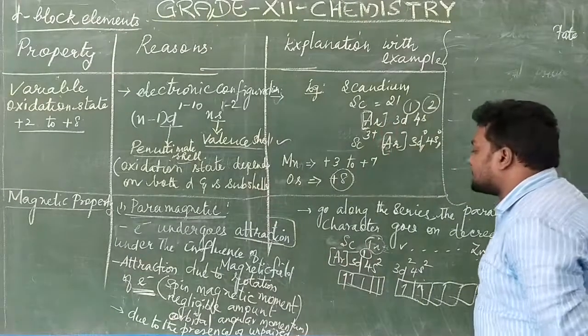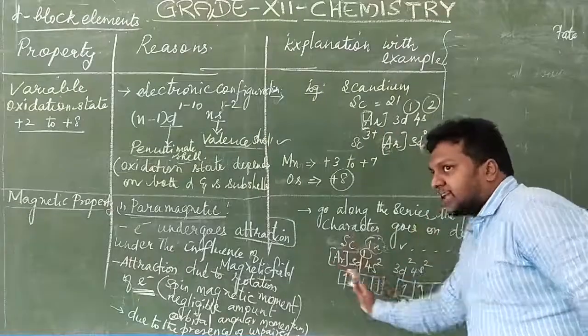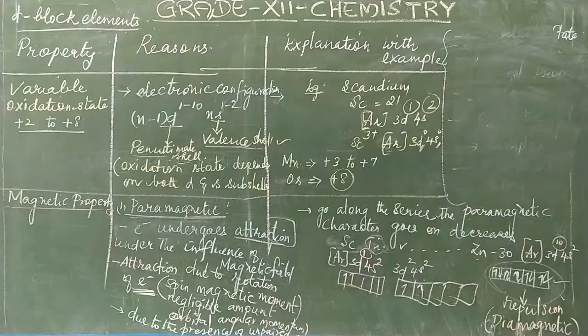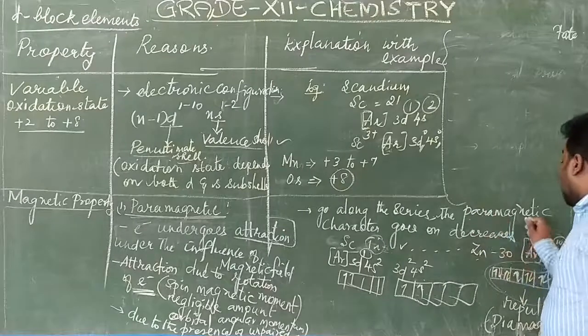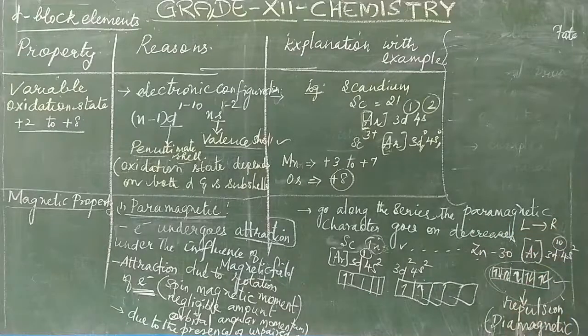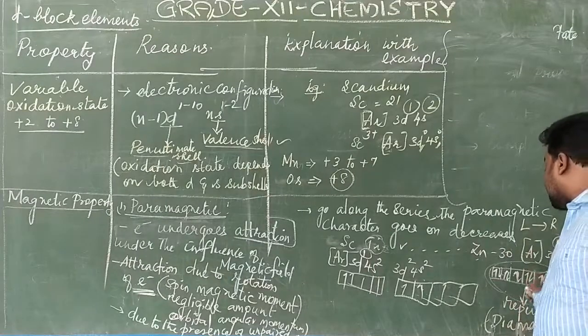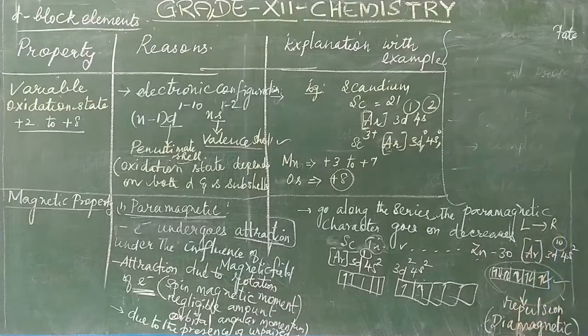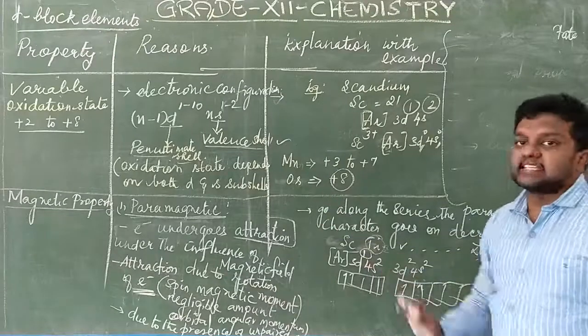So, for example, zinc. Zinc we are calling a diamagnetic substance. The paramagnetic character goes on decreasing when we move from left to right of the series, left to right of the periodic table. So zinc exhibits repulsion, that is diamagnetic character.